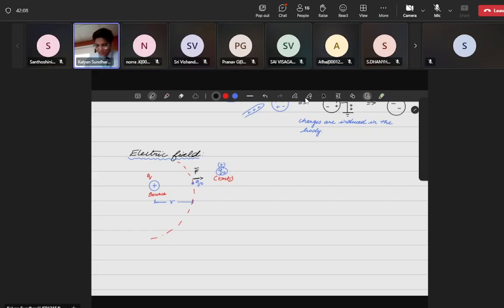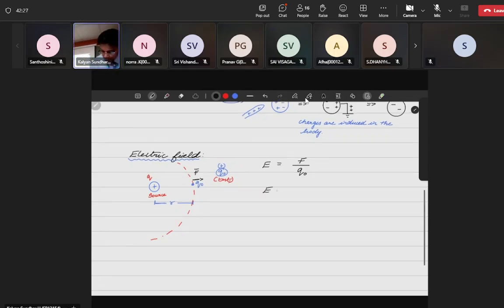So that's what we call as the electric field. That is a force experienced per unit charge. So here the unit charge is q naught. அதுதான் நம்ம டெஸ்ட் பண்றோம், right? The force experienced per unit charge is what we call as the electric field. So I can also write this as E is equal to F by q naught.